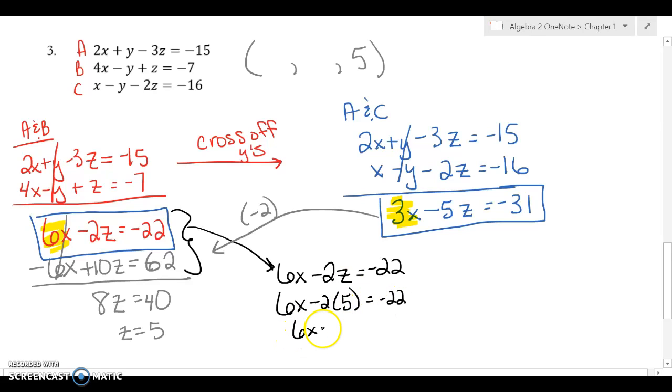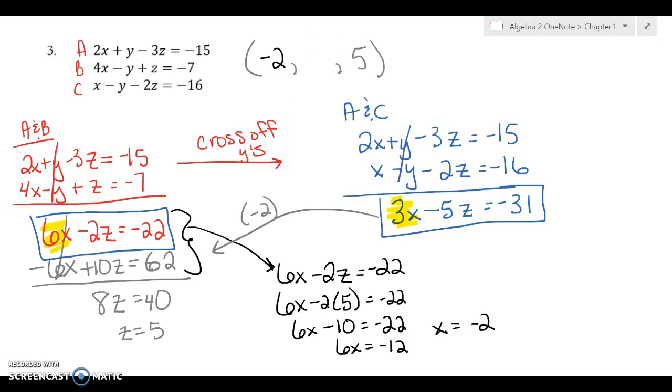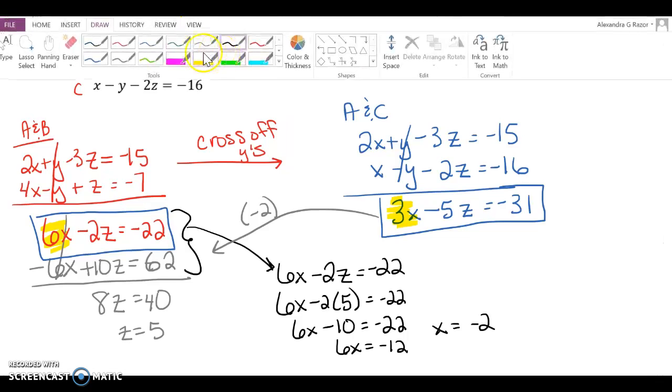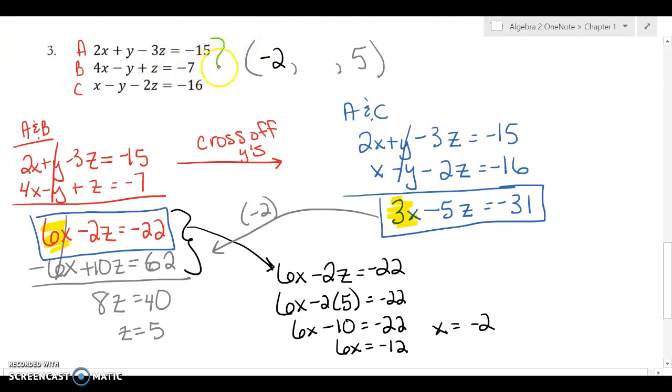And so I get 6x minus 10 is negative 22. I add 10 to both sides and I get negative 12. And when I divide, I get negative 2. Now that I have two variables, this is when I can choose any one of these three to plug in.